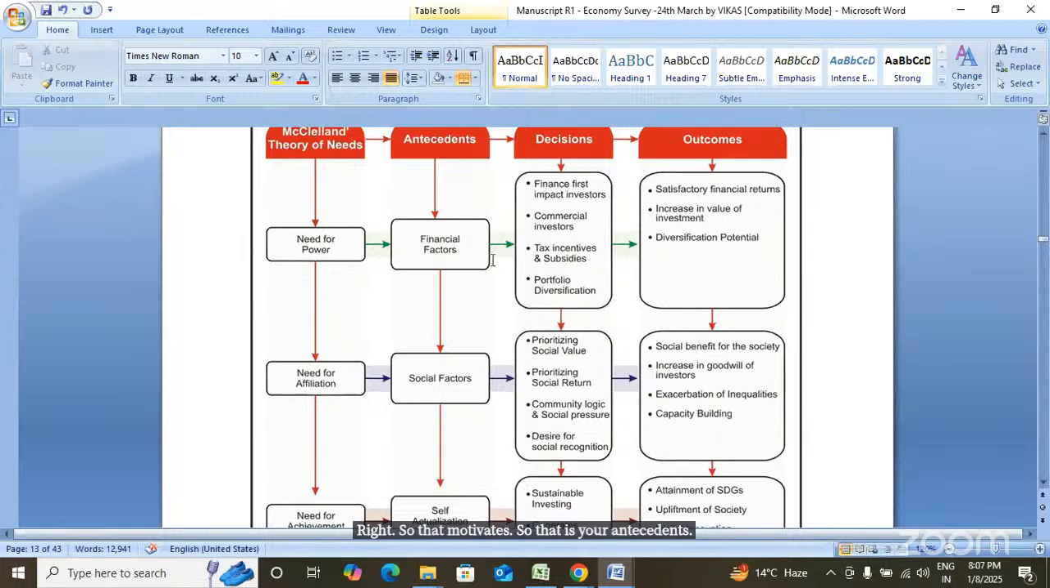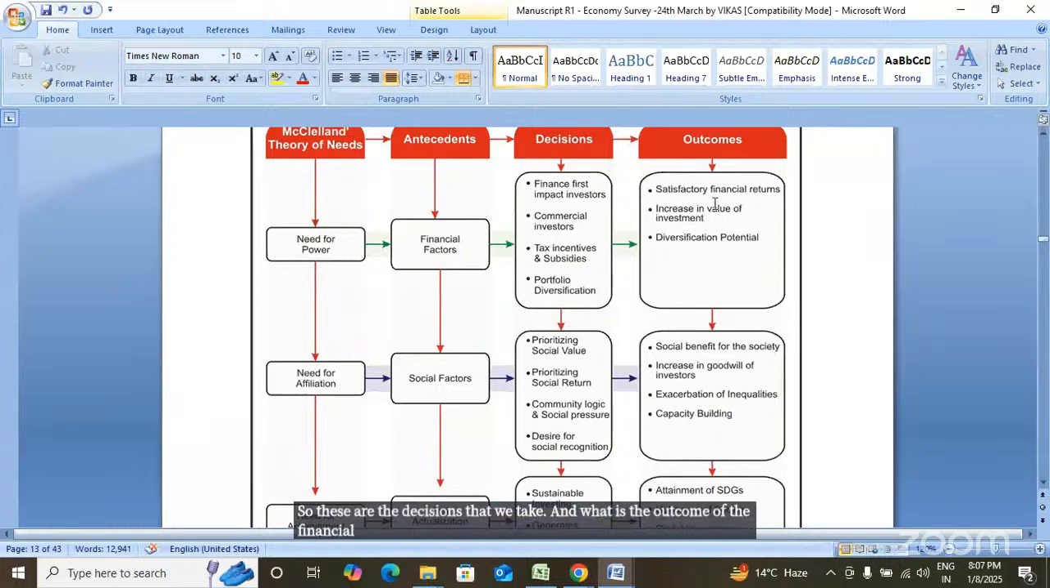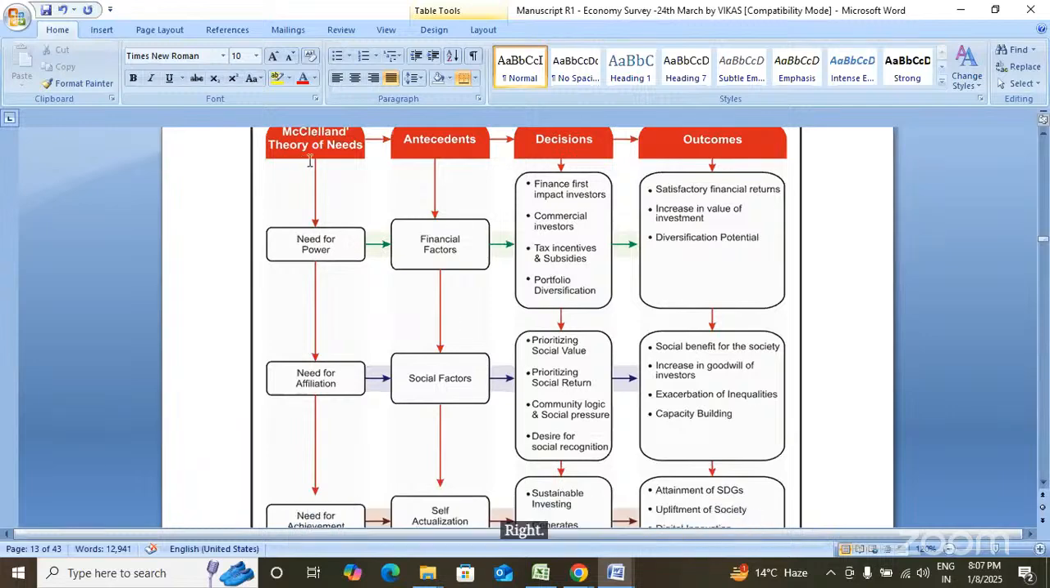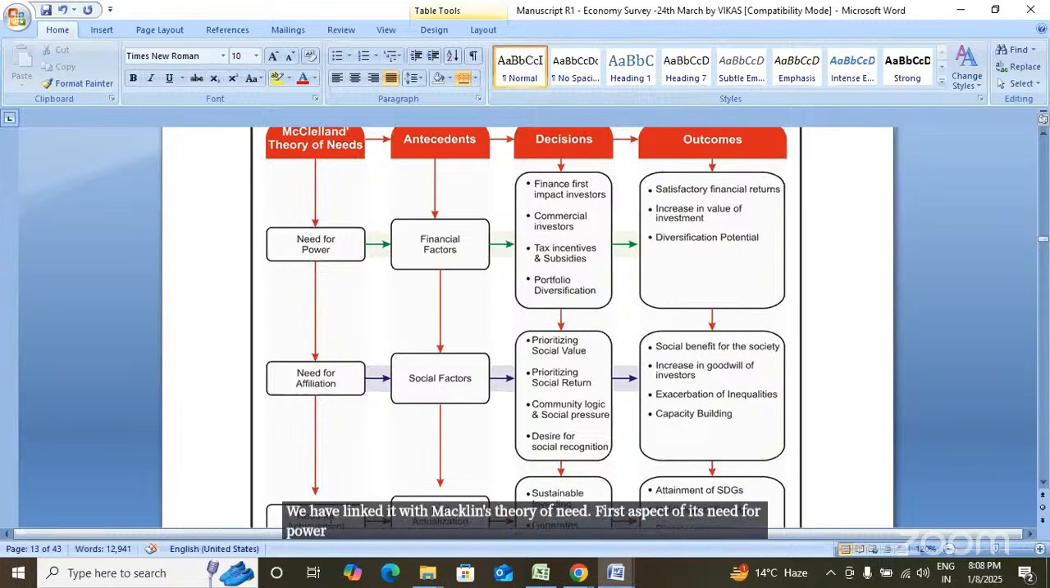Now, what are the decisions that we take with respect to the financial factors? These are the decisions that we take. And what is the outcome of the financial factors? These are the outcomes. Similarly for the social and self-actualization factors, right? And we have linked it with a theory, McClelland's theory of needs: need for power, need for affiliation, and need for achievement.